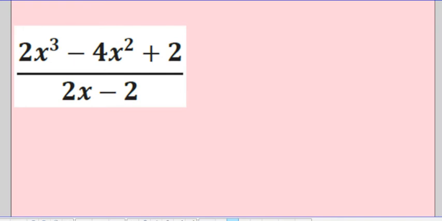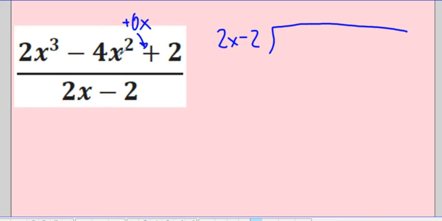All right, let's try a different example. I'm going to set it up again, starting with 2x minus 2 on the outside. And now here's where it's different a little bit. Notice we don't have an x term. So I'm going to add a plus 0x term right between the negative 4x squared and the 2. So we have all our numbers: 2x cubed minus 4x squared plus 0x plus 2. You want to make sure you do this. And so let's set this up.